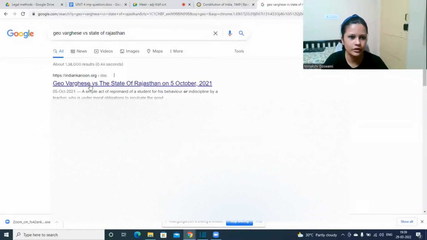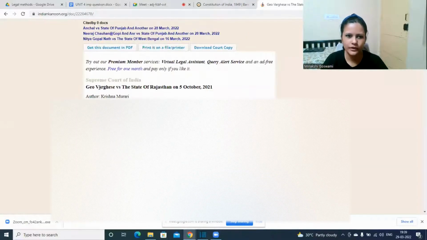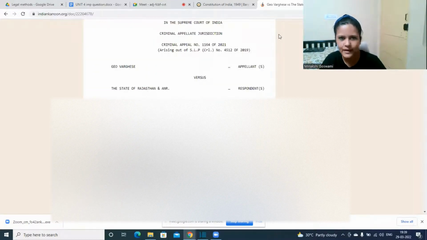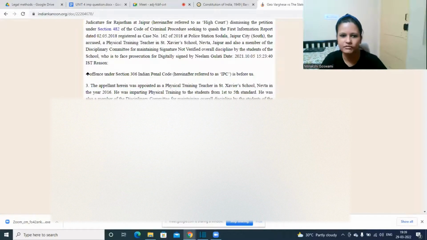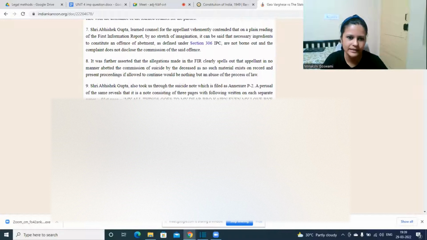For any random case, you can just open Indian Kanoon, and you usually get the judgment. There we get some details, like which court it is, who all were the judges who decided the case, the case number, what kind of a case it is, and how it is coming to this particular court. It would have a brief on what happened, the brief facts of the case.